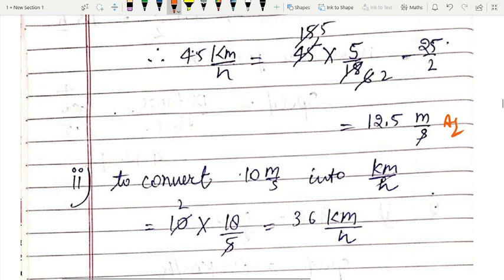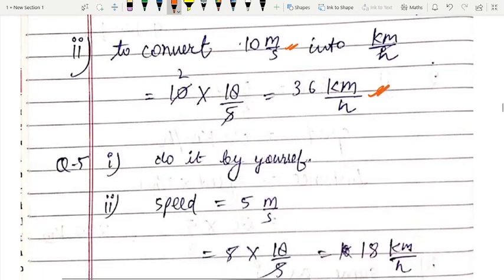Now the second part is to convert it into kilometers per hour. It is given in meters per second here. So we will multiply by 18/5, as I told you before when I gave you the formula. You can go back to see what the formula was. So 10 meters per second multiplied by 18/5 gives, after solving, 36 kilometers per hour.